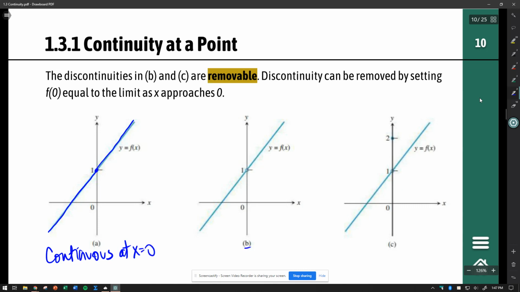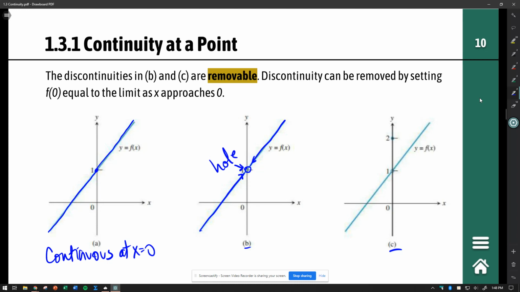But in parts B and C, we see discontinuities. In part B, there exists a hole at x equals 0, and the function continues on in the other direction. So what we see is the two-sided limit exists, because as x approaches 0 from the left and from the right, they both approach the same number, 1. However, the function doesn't exist there. So the two-sided limit cannot be equal to f of 0, because f of 0 doesn't exist.